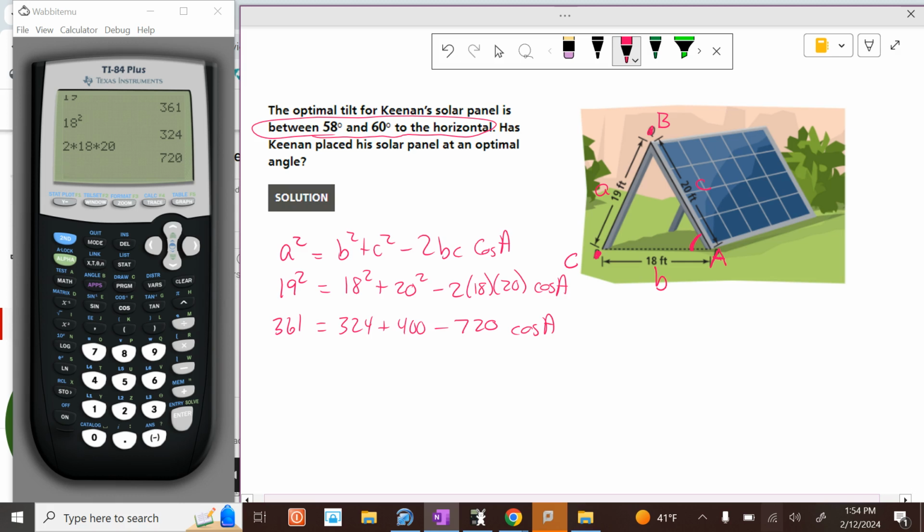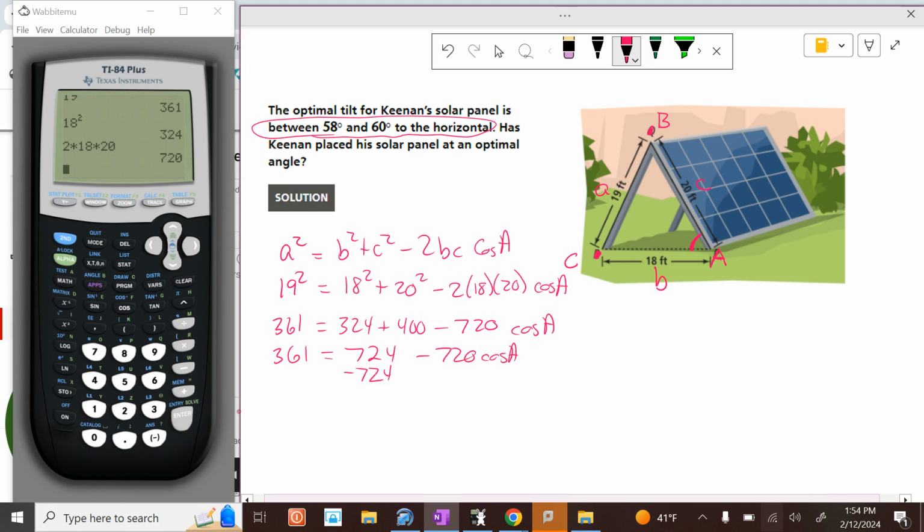Now, don't make the big mistake of taking 324 plus 400, which is 724, and then subtracting 720 from that. This is being multiplied by this, so we cannot add these together. It's like 720x. You can't add 724 to 720x. You can't add a number with a variable to a number without a variable. They're not like terms.